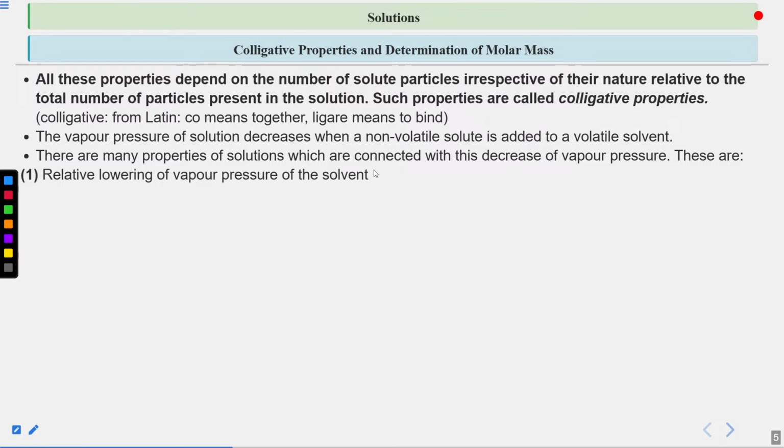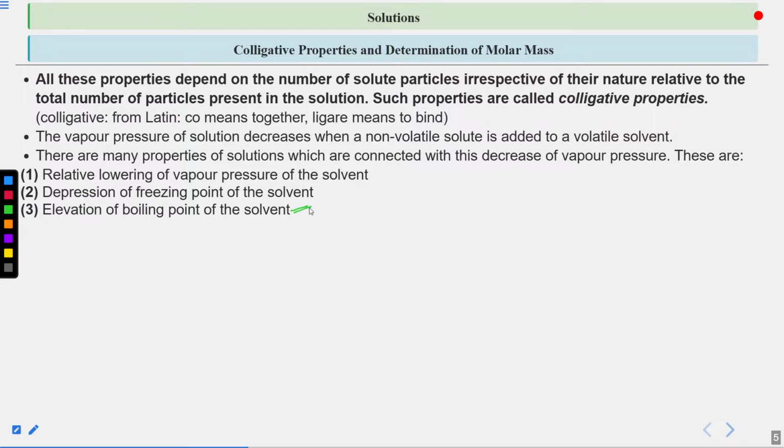The first colligative property is relative lowering of the vapor pressure of the solvent. Second is depression of freezing point of the solvent. Third is elevation of boiling point of the solvent. And the last one is osmotic pressure of the solution.